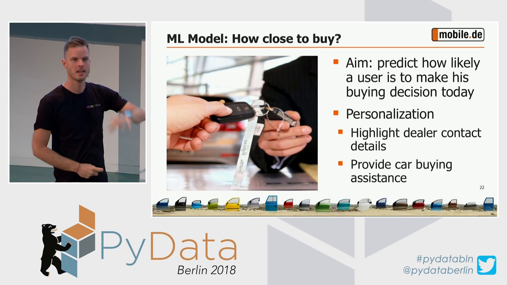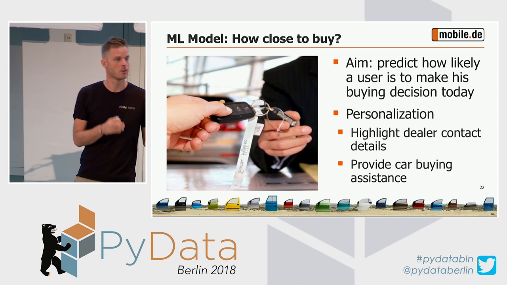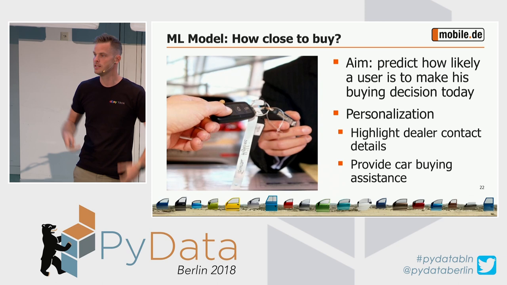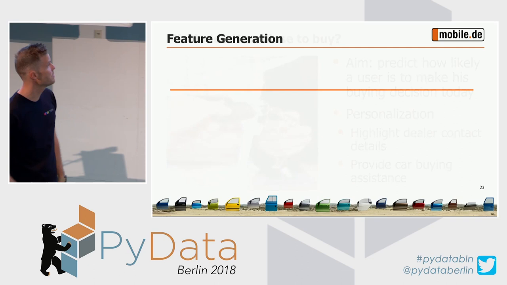So this is exactly what we wanted to do, predict that. What can you do with it? It's for a personalization approach, because when you want to buy a car, what's really important for you is that you can make comparisons between cars and you can make a contact very easily. So a nice thing would be to highlight the dealer context more clearly and also provide you with car buying assistance in case, for example, you need financing or whatever, which is not that unusual, honestly, if you buy a car. So we put that into a machine learning approach and that's how it looked.